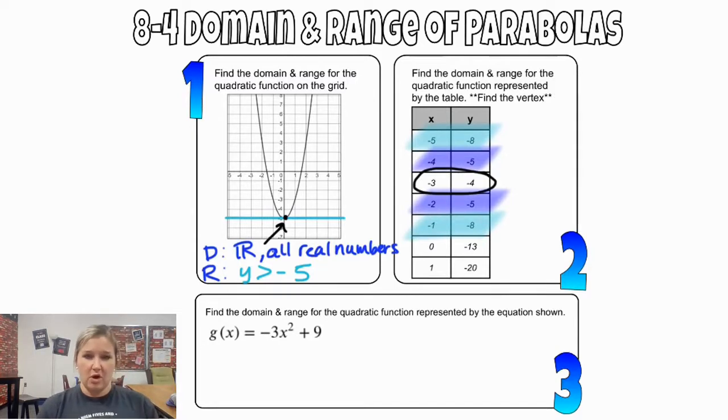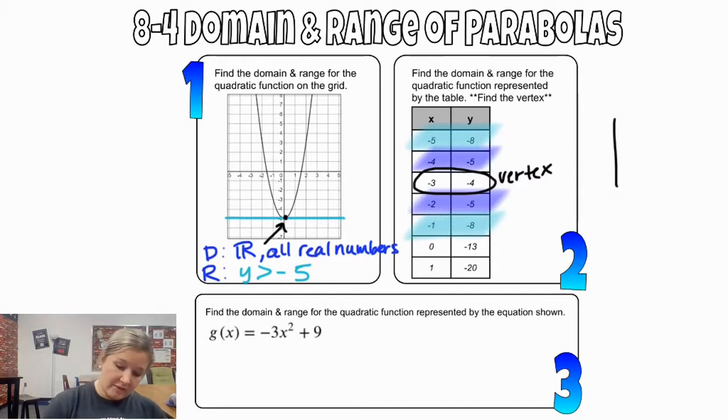This is what I would call my vertex. And so my vertex, it's going to go through that point. You'll notice about the rest of the numbers, they don't ever get above -4. That sounds kind of silly, but they don't get above -4 because this parabola is going to open down.